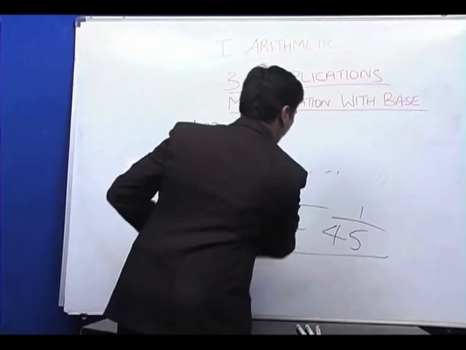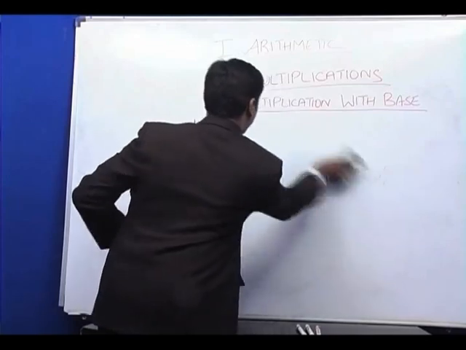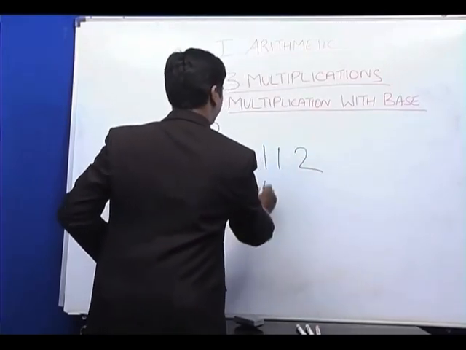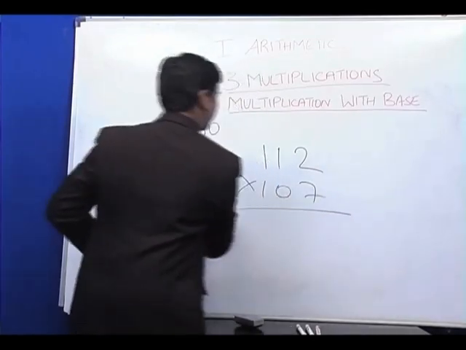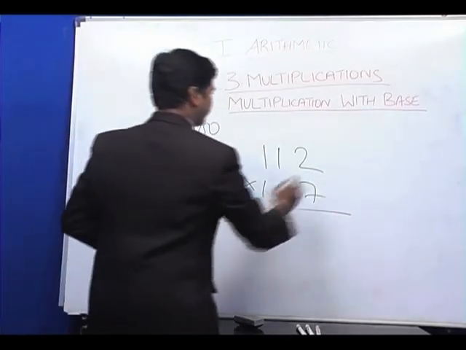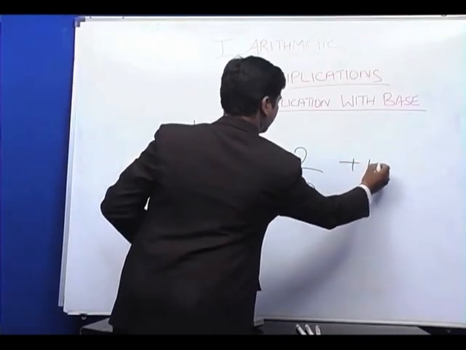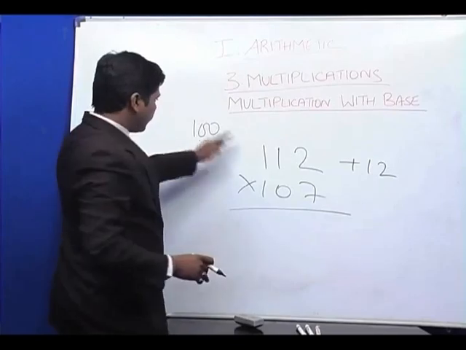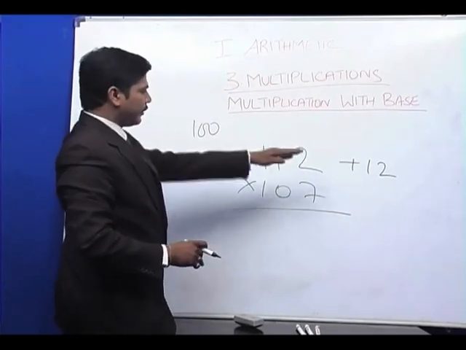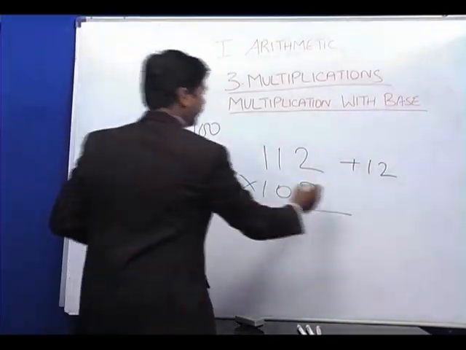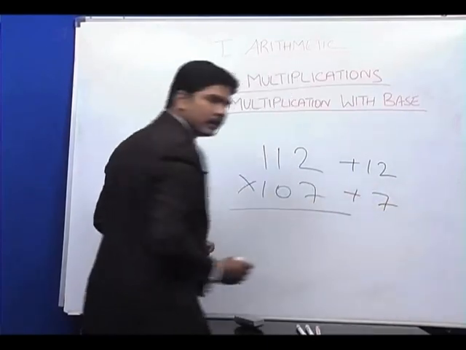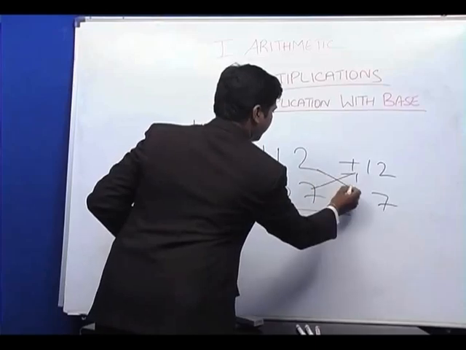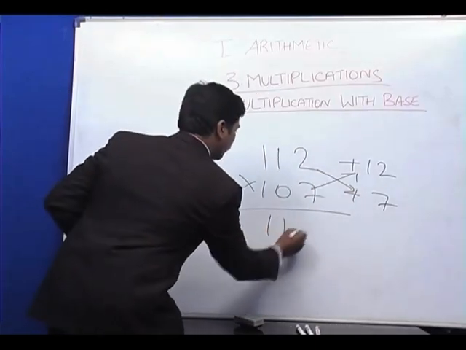Now let's extend it to one more, slightly bigger one. How much is 112 times 107? So here 112 minus 100, you get plus 12. 107 minus 100, you get plus 7. Now either way you have to add up, and the beauty is you'll get the same answer.